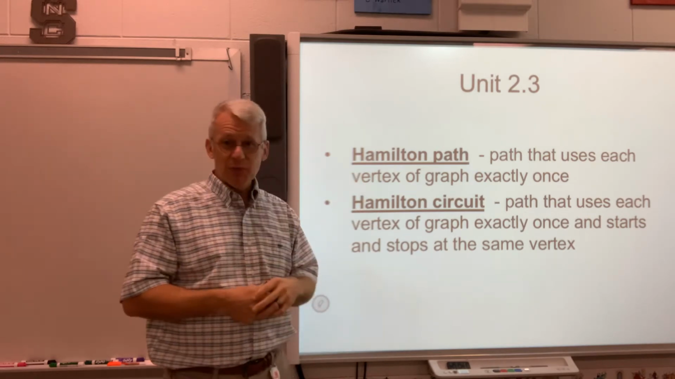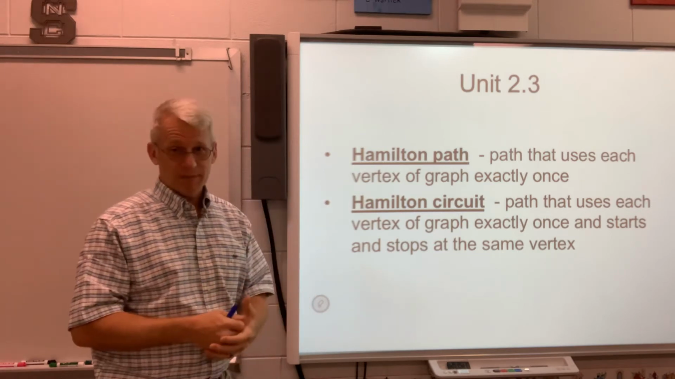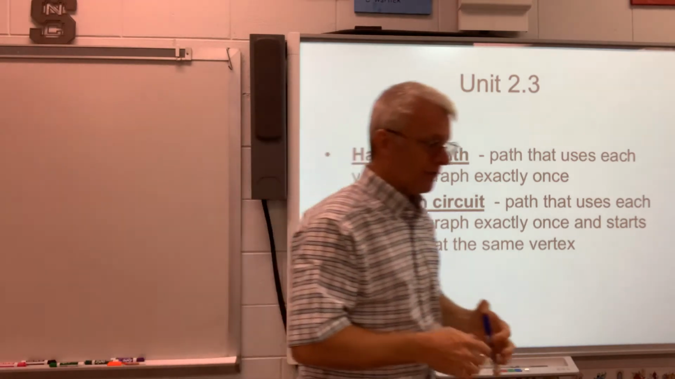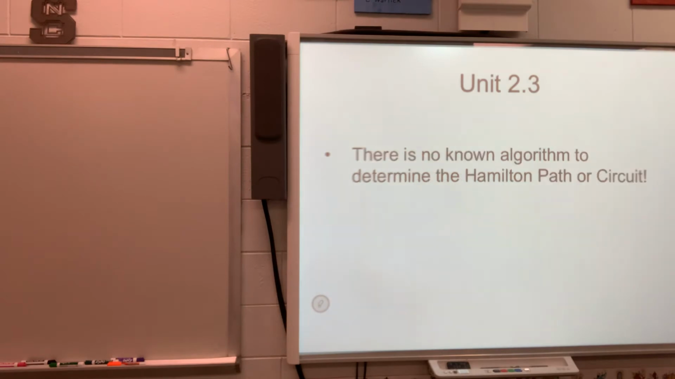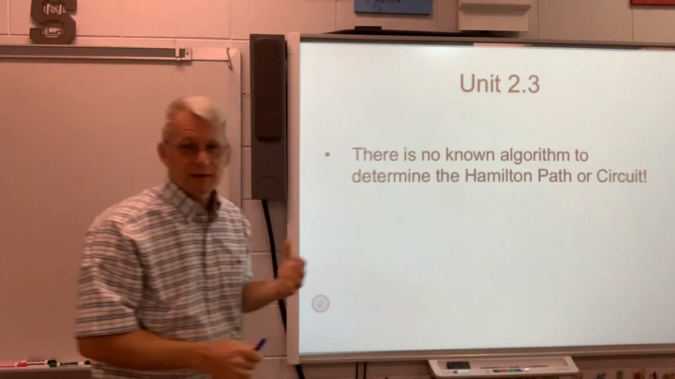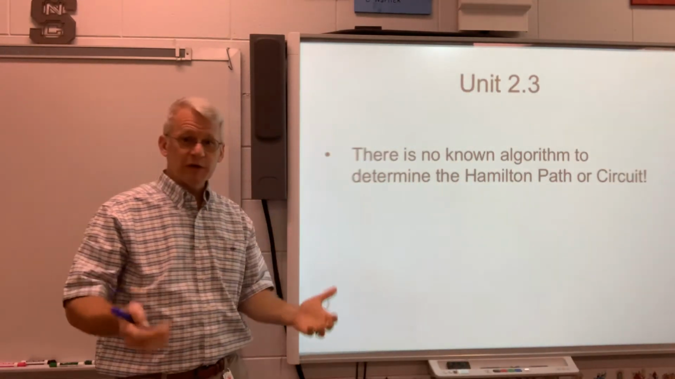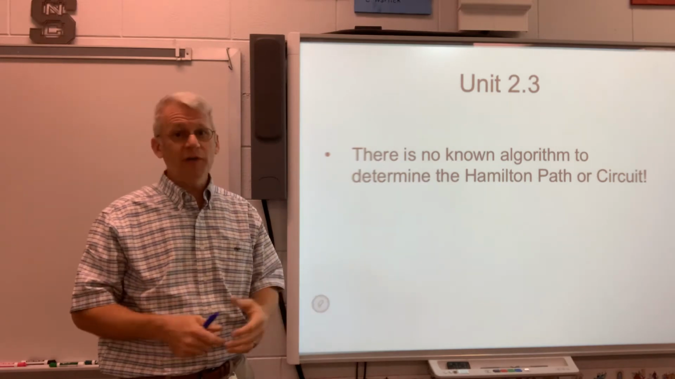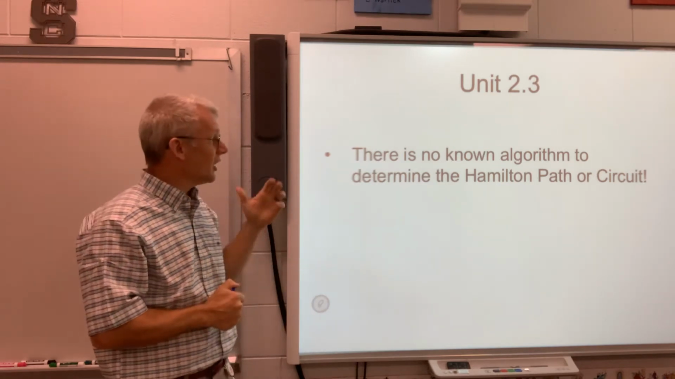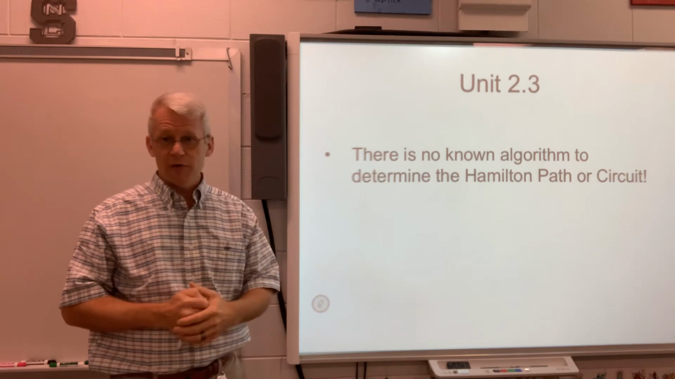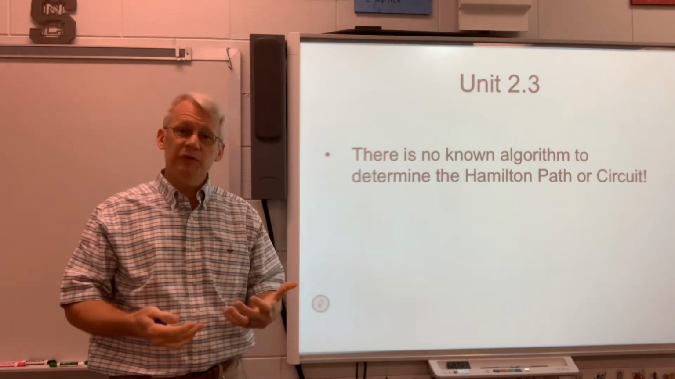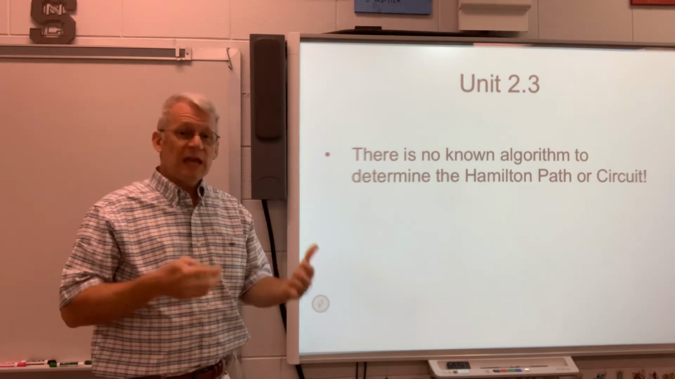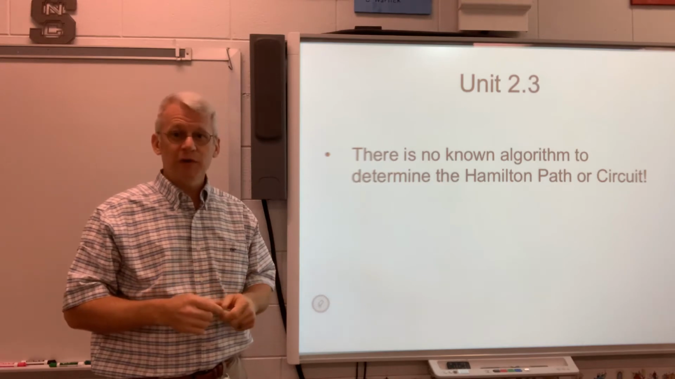If it's a path, well, that means there's no circuit, okay? And the hard thing about this is there's no trick. Like in Euler, you know, we looked at degrees. Now there's honestly no trick in this one. So you've got to go slow. There's no known algorithm. So a lot of computer scientists, it has to actually have a Hamiltonian circuit.